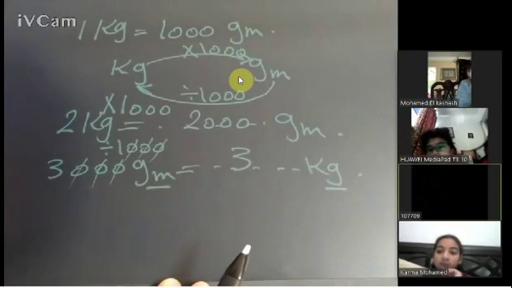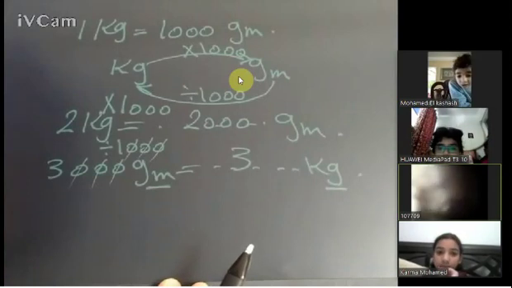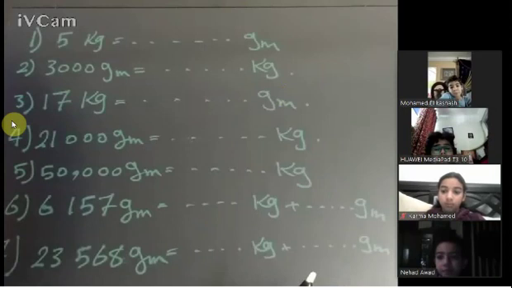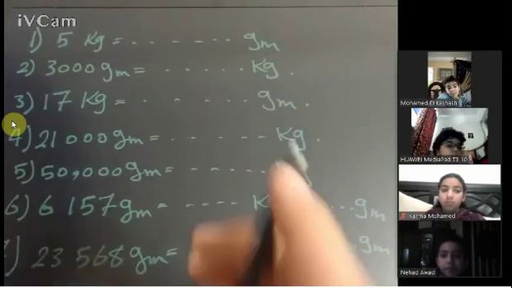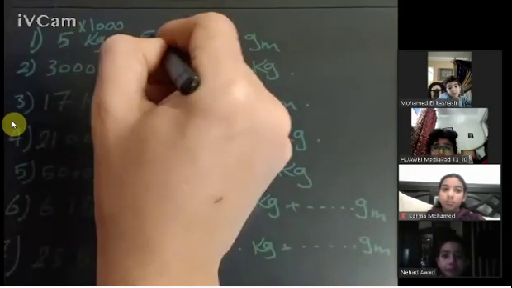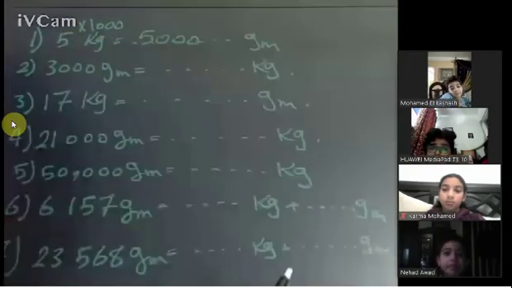I'm going to start writing some questions, then I will choose anyone to answer. Layla, 5 kilograms equals how many grams? 5,000. Why? Because we multiply by 1000. So it's 5,000. Yes, Lama?